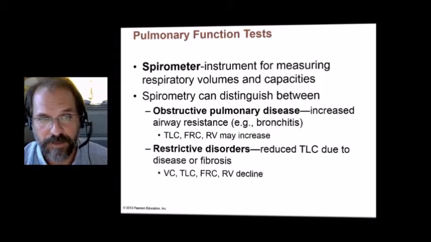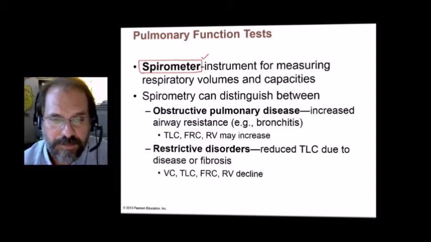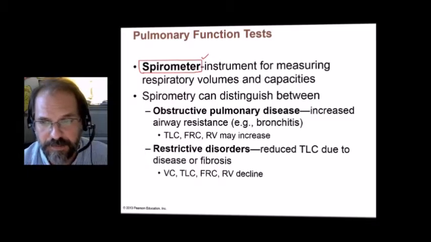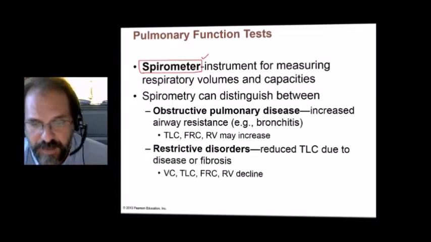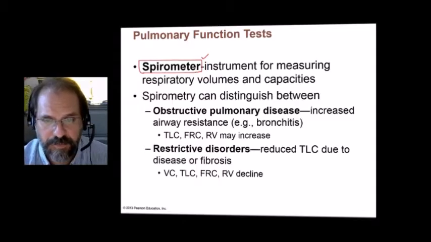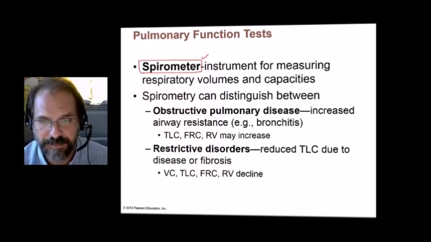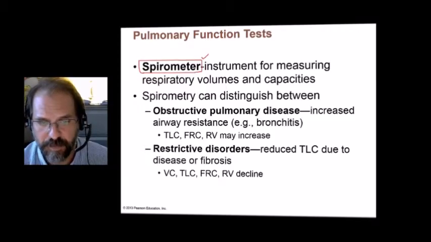As I mentioned, we use a spirometer to test these different volumes, and that's what you did in lab, where you used your little handheld spirometer. There are two types of conditions that spirometry can be used to test for. We have what's called obstructive pulmonary disease, and we have restrictive disorders. Most of us are familiar with obstructive pulmonary diseases. Obstructive pulmonary diseases are things like bronchitis.